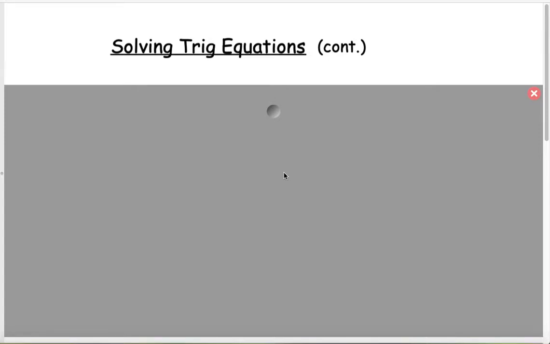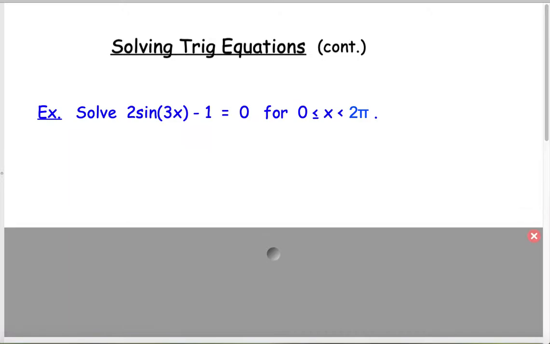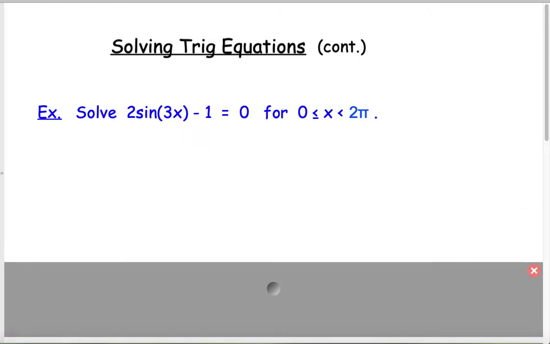So far we've looked at solving some basic trig equations, so now let's look at a few more and a few other techniques. Let's solve 2 times sine of 3x minus 1 equals 0 for x between 0 and 2 pi.